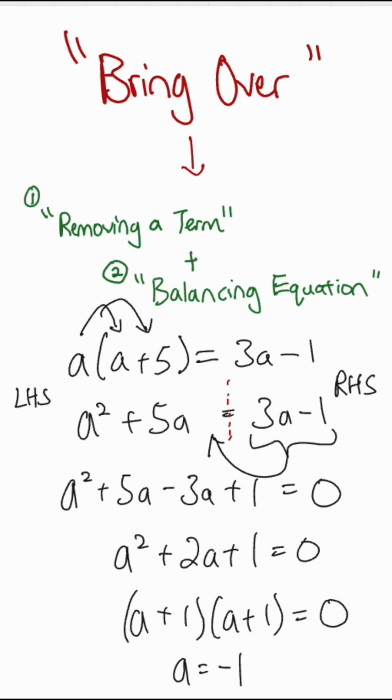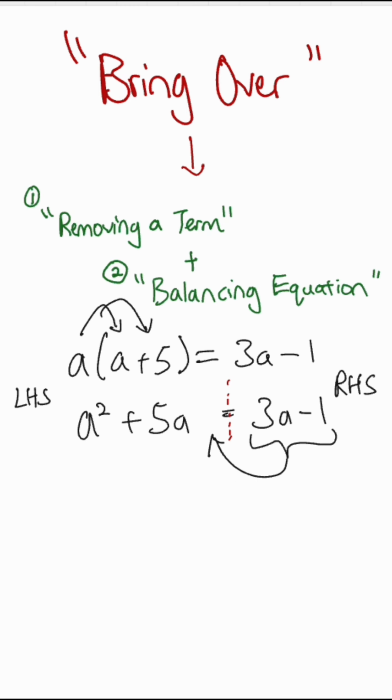So now I'm going to show you what it means to bring over. Okay, what is actually happening. To bring over, we are simply removing a term. Okay, so you see now, how do I make this into a 0? I have to minus 3a first, and then I have to plus 1.